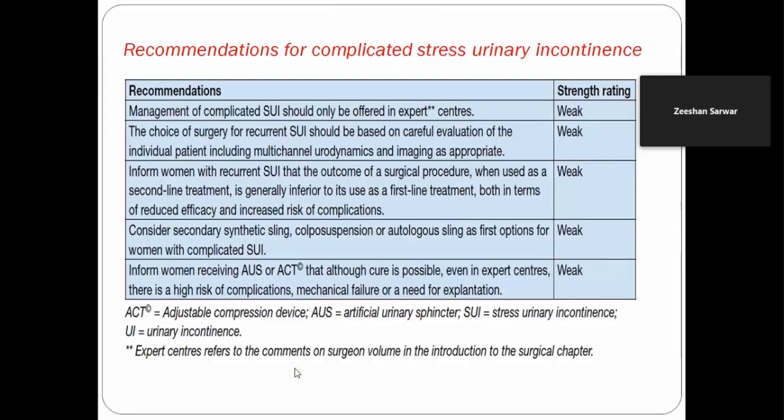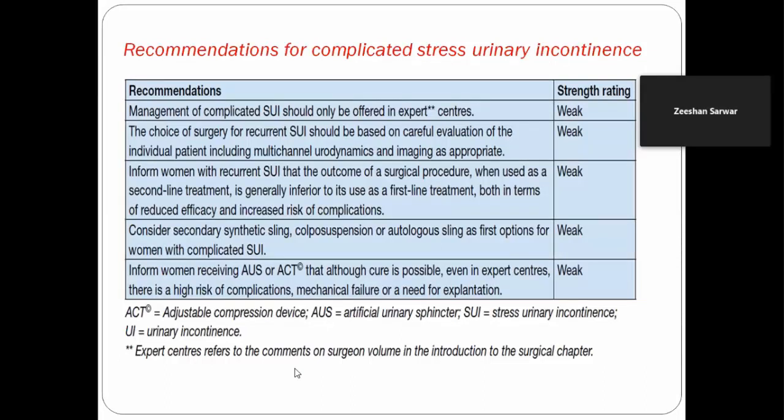Inform women with recurrent stress urinary incontinence that the outcome of surgical procedure when used as a second-line treatment is generally inferior to its use as a first-line treatment, both in terms of reduced efficacy and increased risk of complications. Consider secondary synthetic sling, colposuspension, and autologous sling as the first options for women with complicated stress urinary incontinence.